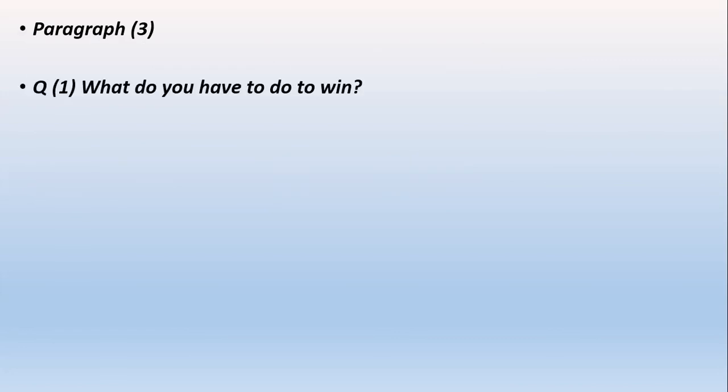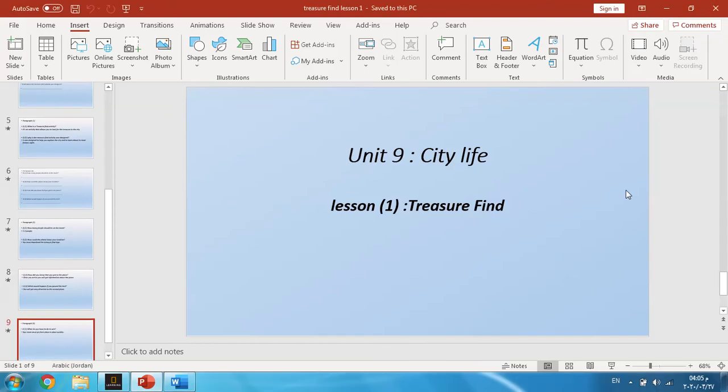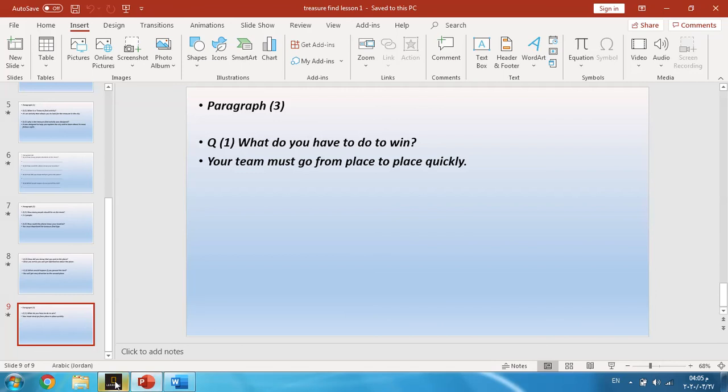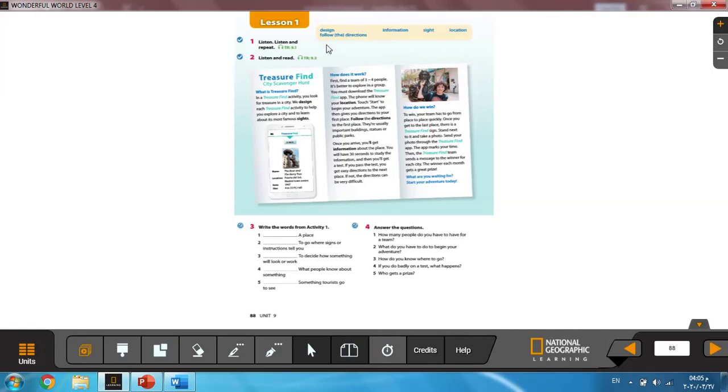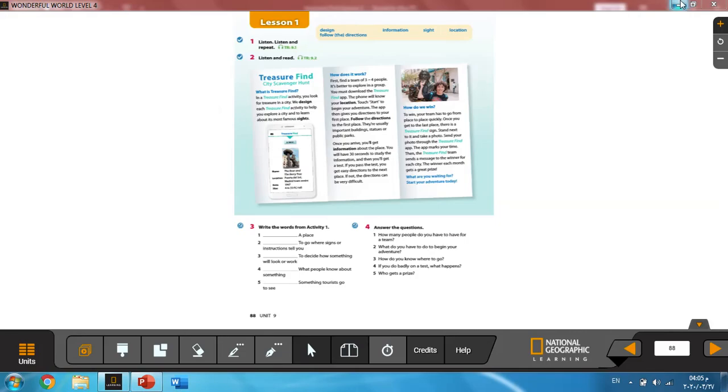Paragraph 3. What do you have to do to win? Your team must go from place to place quickly. So this is the end of our class today. Now move back to this vocabulary, study it by heart, memorize it, answer exercise 3 and 4, read the passage again, move to the worksheet and do it. Good luck and thank you.